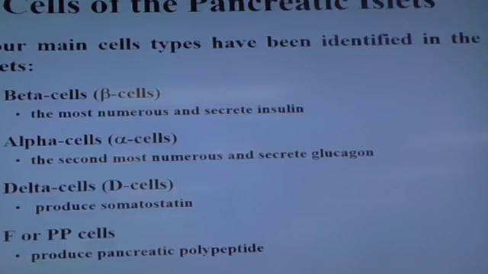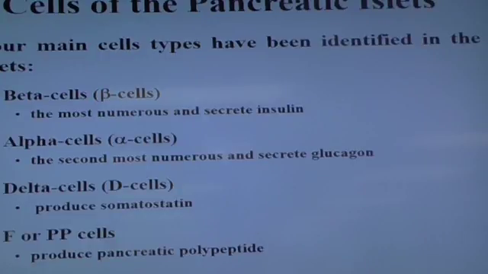There are 4 main cell types that they have identified in the islets, mainly by histochemical staining. Your beta cells, those are the most numerous, and they secrete the insulin. Your alpha cells, the second most numerous, secrete glucagon. Your delta cells produce somatostatin, and your F or PP polypeptide cells produce pancreatic polypeptide.